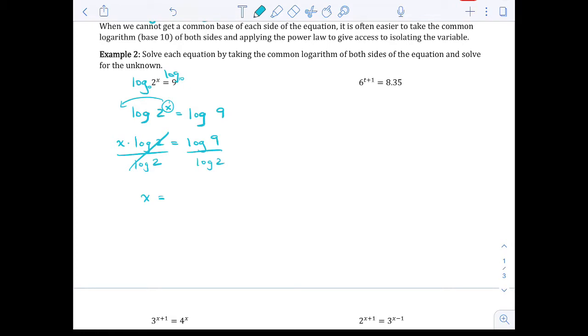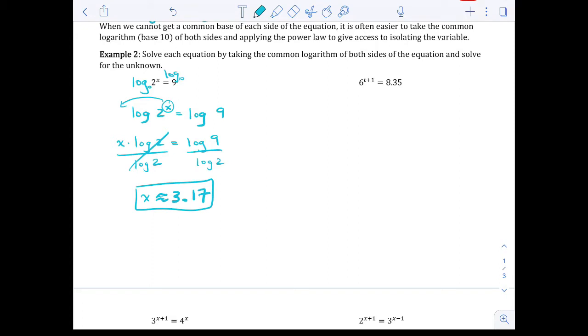So when I put in my calculator log 9 divided by log 2, we get about 3.17. We said it was going to be between 3 and 4, and a little bit closer to 3. We didn't know exactly what it was going to be. Now we know it's about 3.17, or 3.16992. But that's that one. All right, let's keep rolling along here.